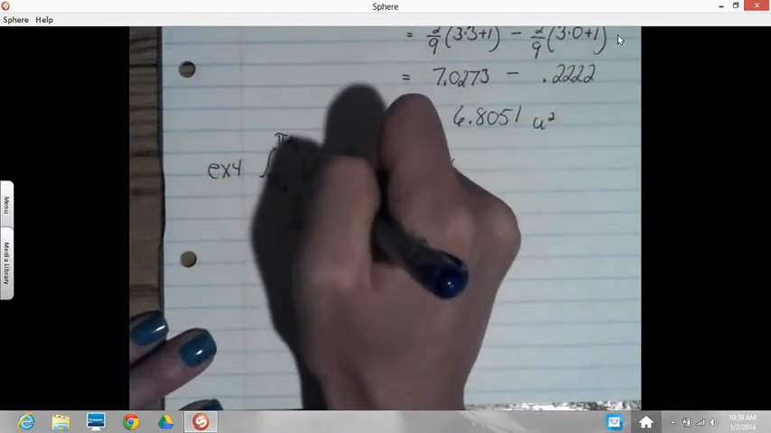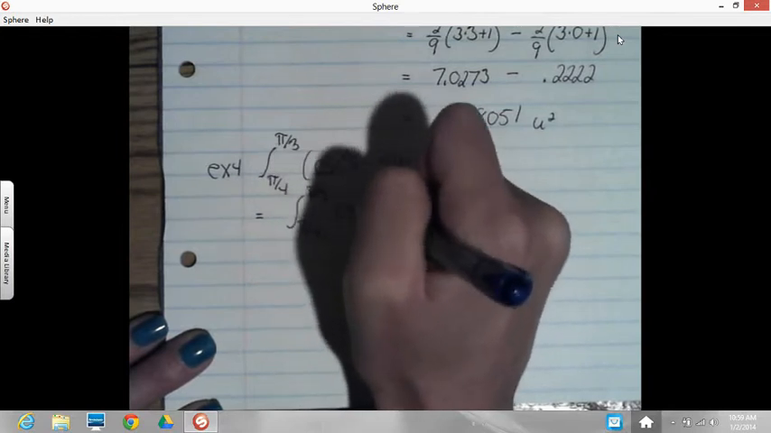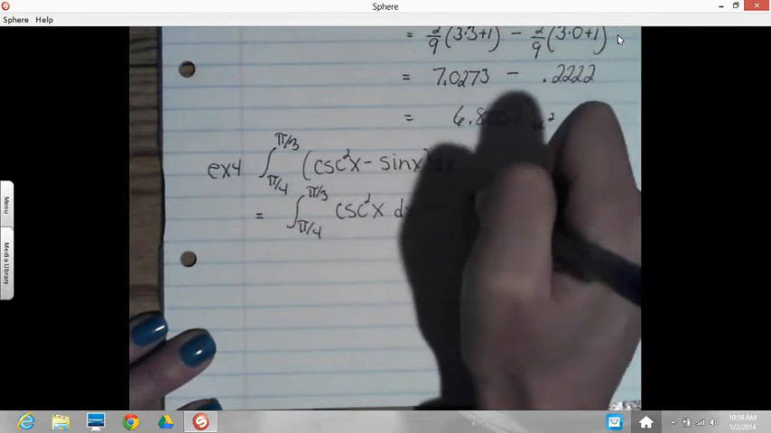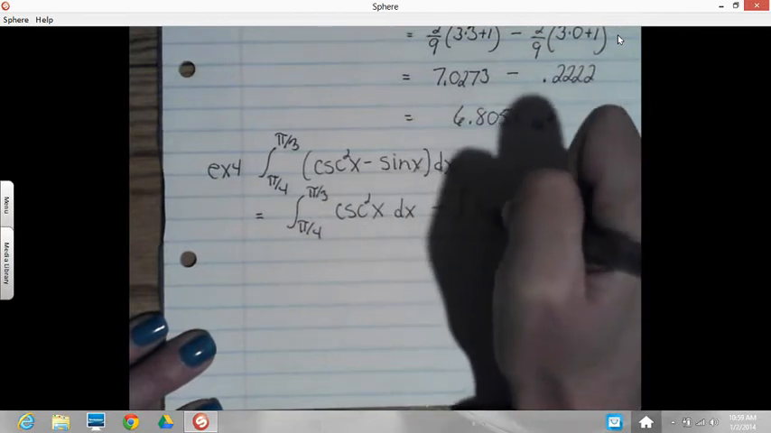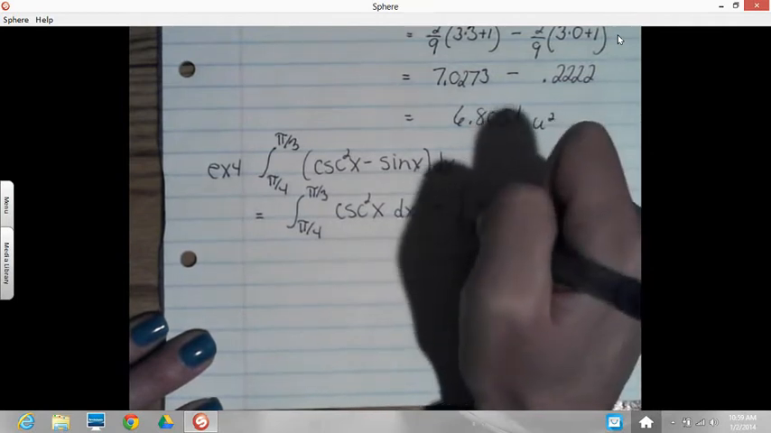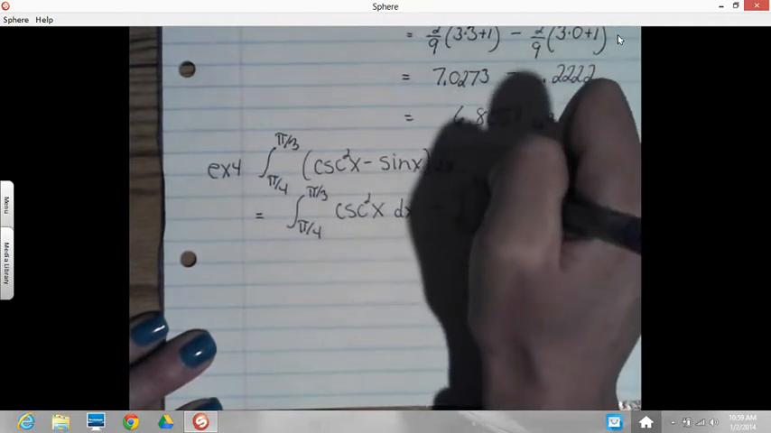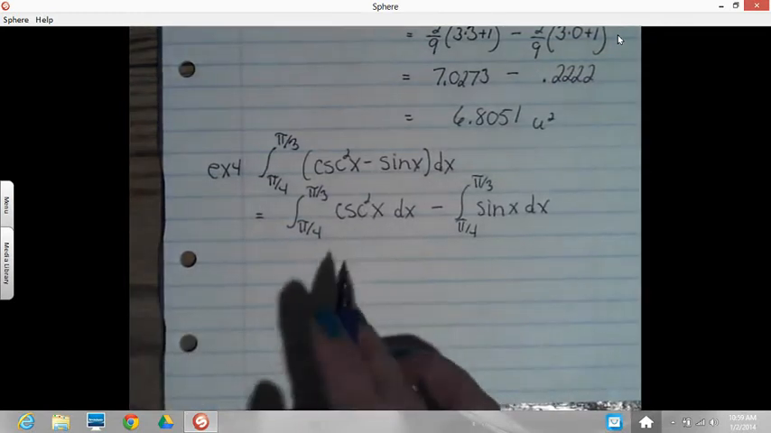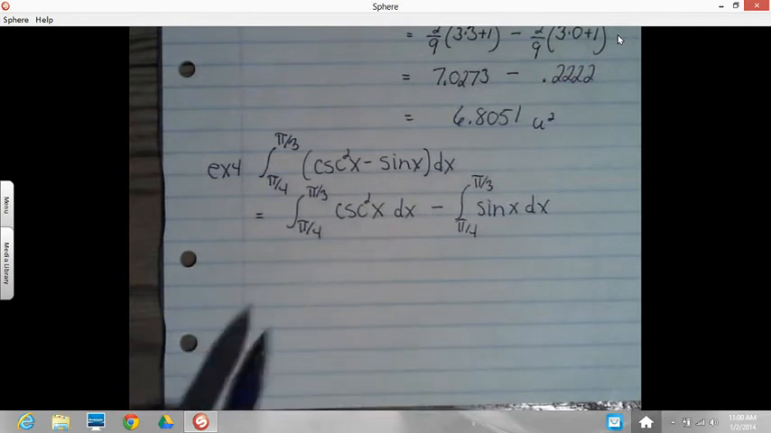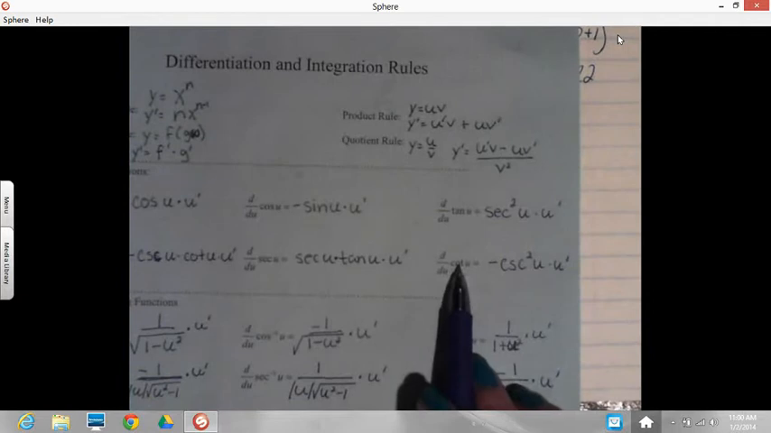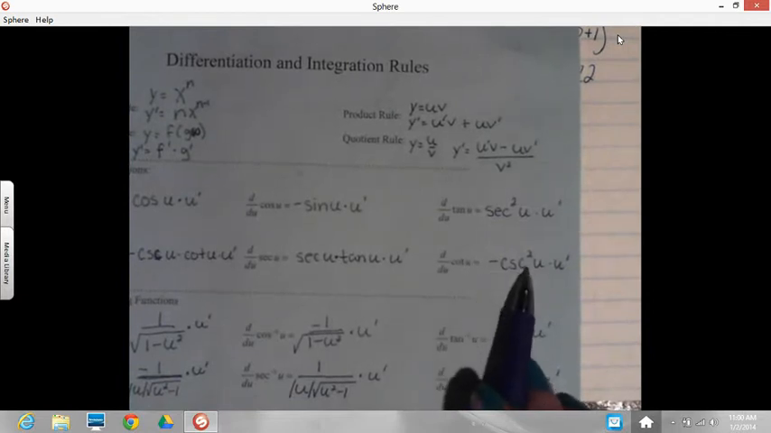This is an unnecessary step if you can see everything. Cosecant squared x dx minus sine x dx with the same boundaries. So cosecant squared, first ask yourself, is there a trig function that has that as a derivative? Well, looking here, cotangent's derivative is a negative cosecant squared.